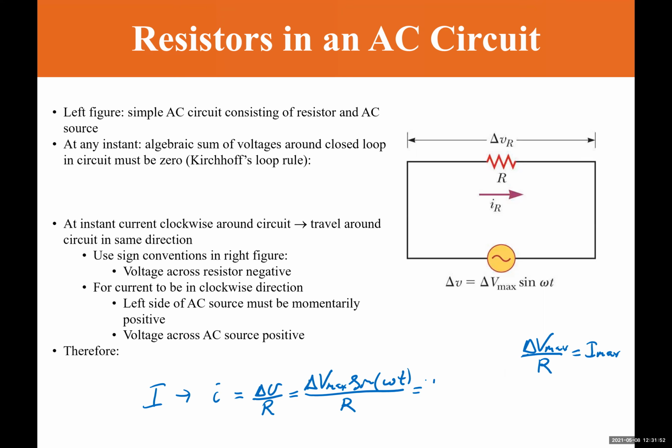So then you can rewrite it as maximum current times sine of omega t, because those two together give you the maximum current. And that's pretty much what we're going to be able to see.